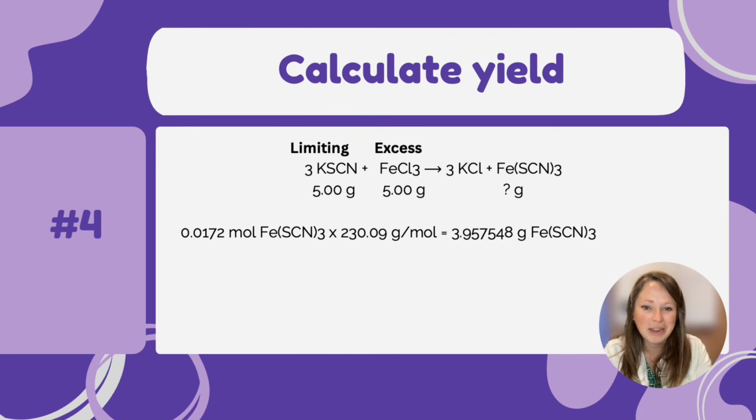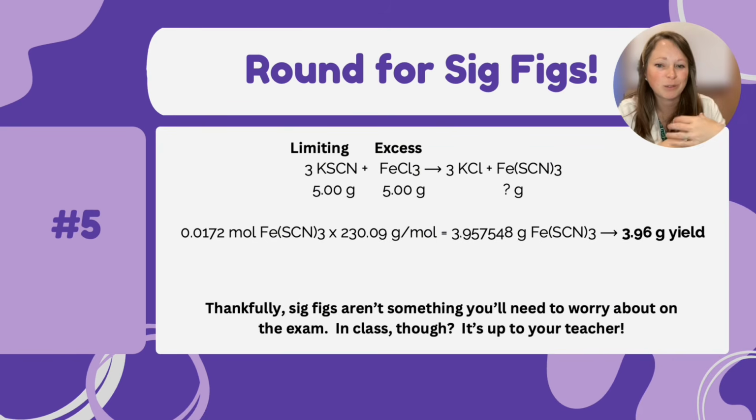That is way too many decimal places though, so we're going to have to round for sig figs. The only way to do this is to look at your initial values. I have 3 sig figs with each of those, 5.00. Yes, zeros matter. Therefore, my final answer should also have 3 sig figs.